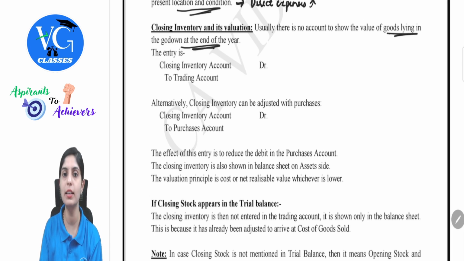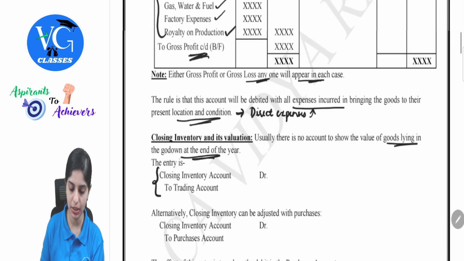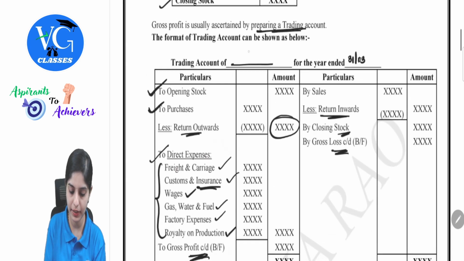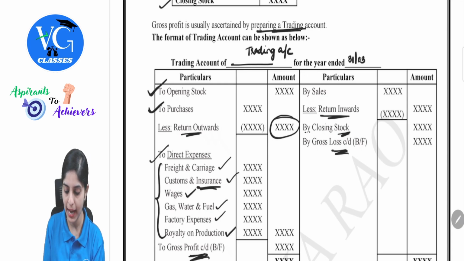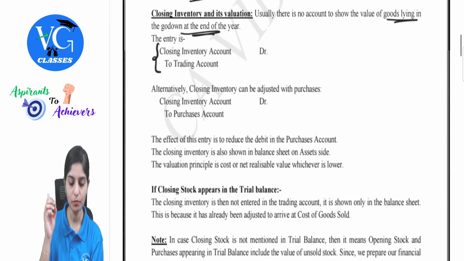Do we actually maintain a separate account to just show how much is left out at the end of the year? We incidentally call it a closing stock, but we do not maintain a separate account like we do for purchases, like we do for sales. Now here observe, the entry for this will be closing inventory account debit to trading. That is what you reflect here. See, this is a trading account, and on the credit side when I write closing stock, by closing stock is what I reflect. So the journal entry will be closing stock account debit to trading account.